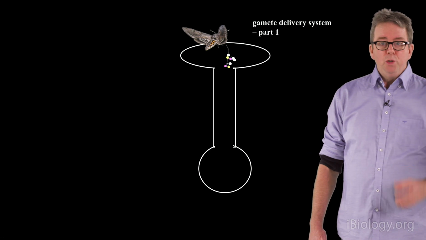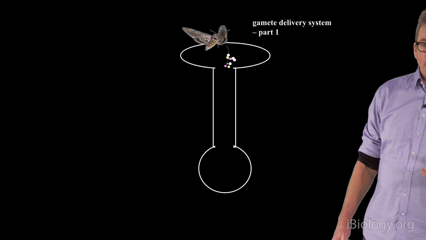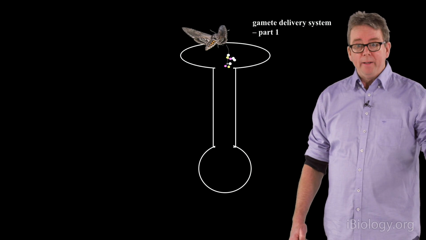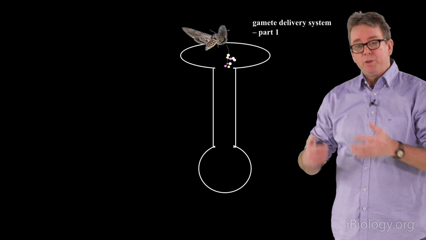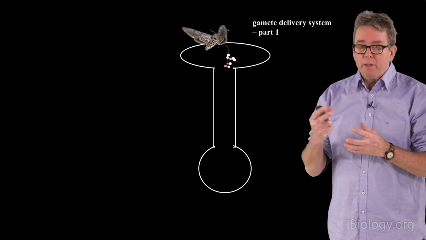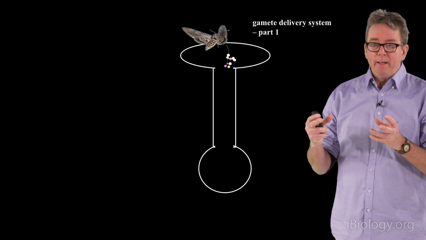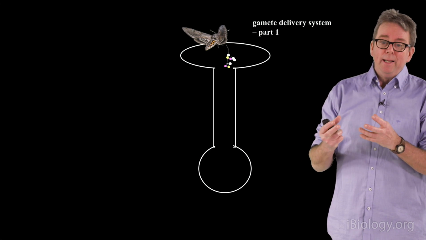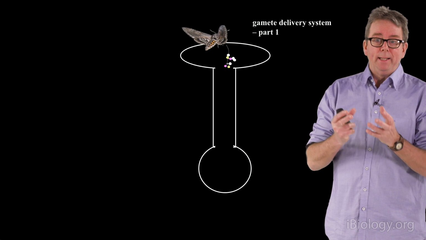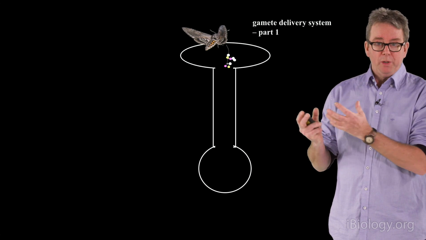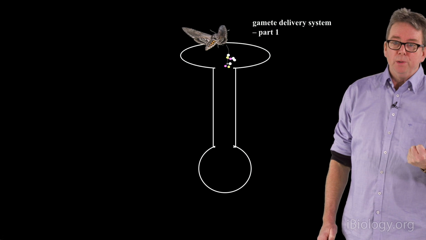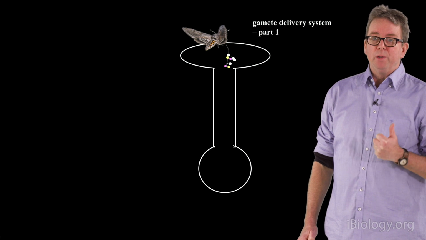There are basically two parts to the gamete delivery system. There's part one, when the pollinator brings the mixed load in, and we've just talked about how different floral traits could maybe select for different types of pollinators that may be bringing different quality mates to the stigma. But then there's part two, which I think is much more interesting.